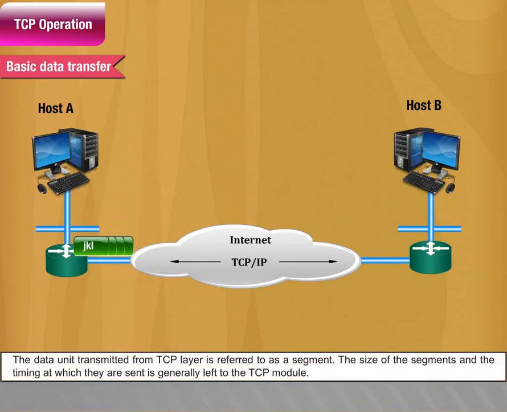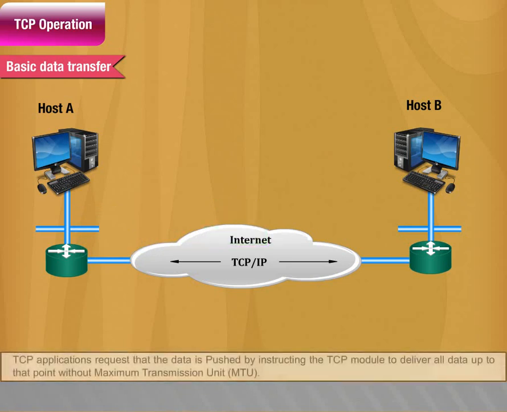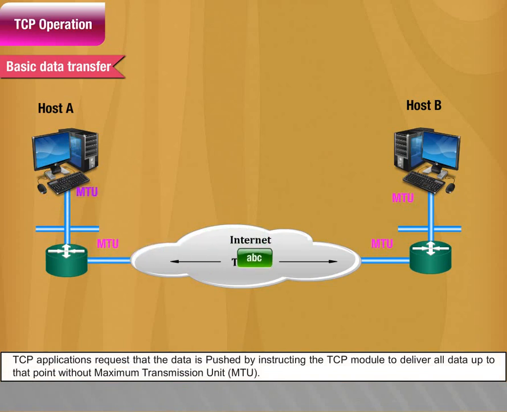The data unit transmitted from the TCP layer is referred to as a segment. The size of the segments and the timing at which they are sent is generally left to the TCP module. TCP applications request that the data is pushed by instructing the TCP module to deliver all data up to that point without waiting for a maximum transmission unit (MTU).